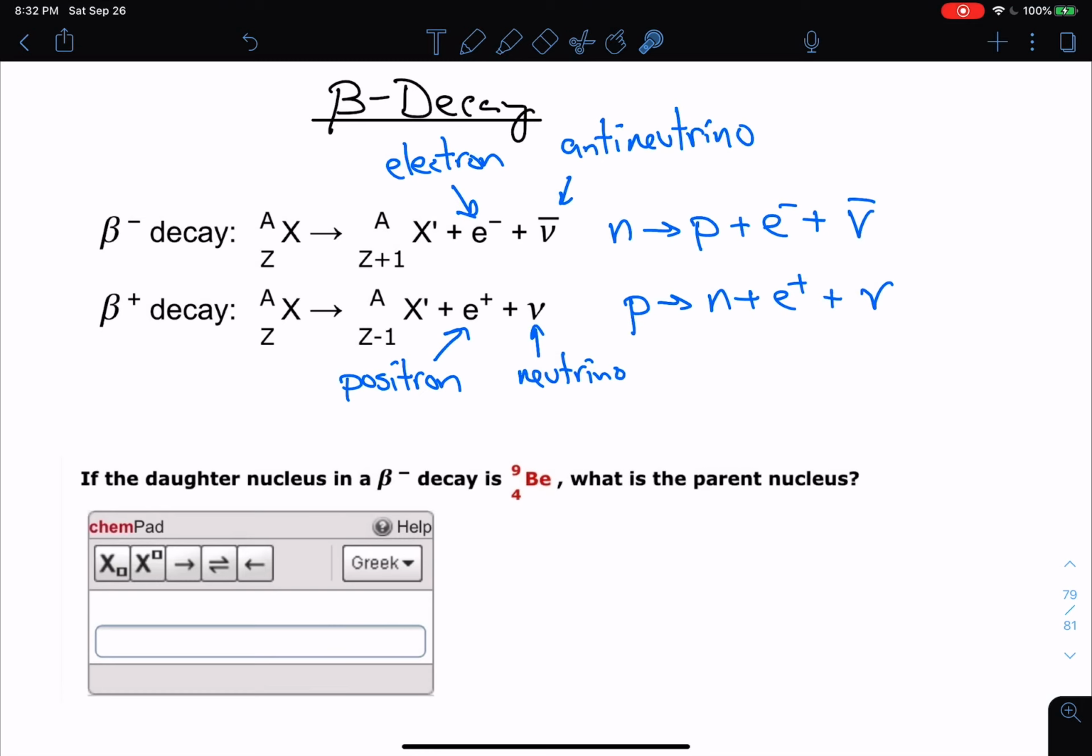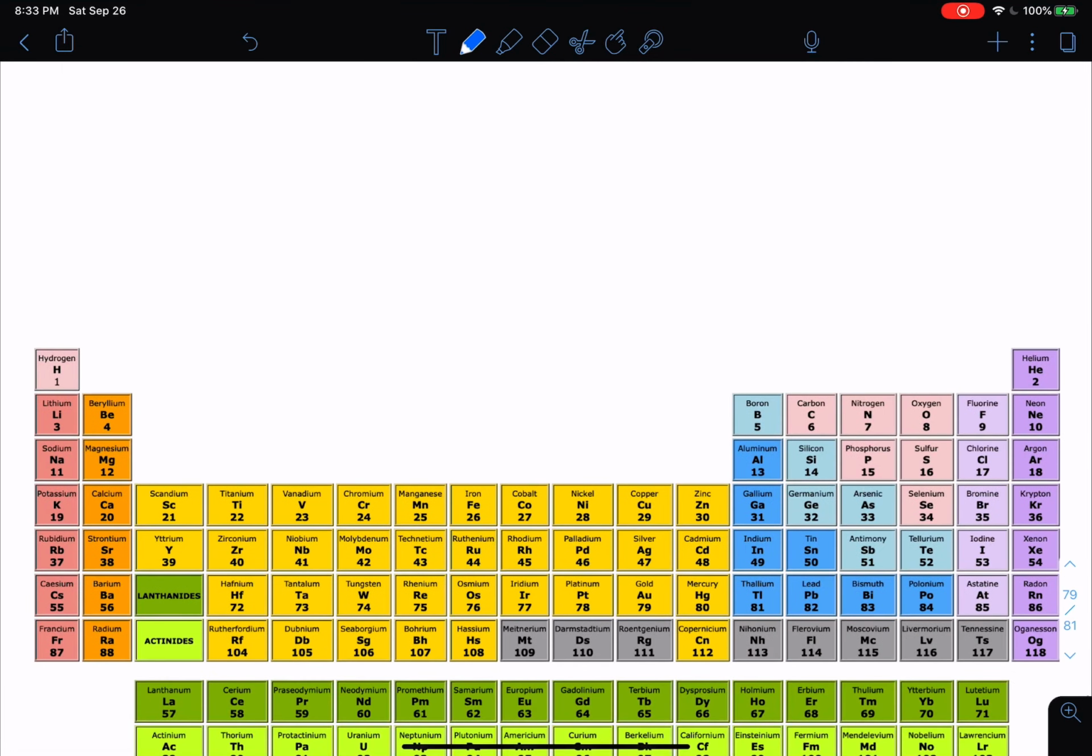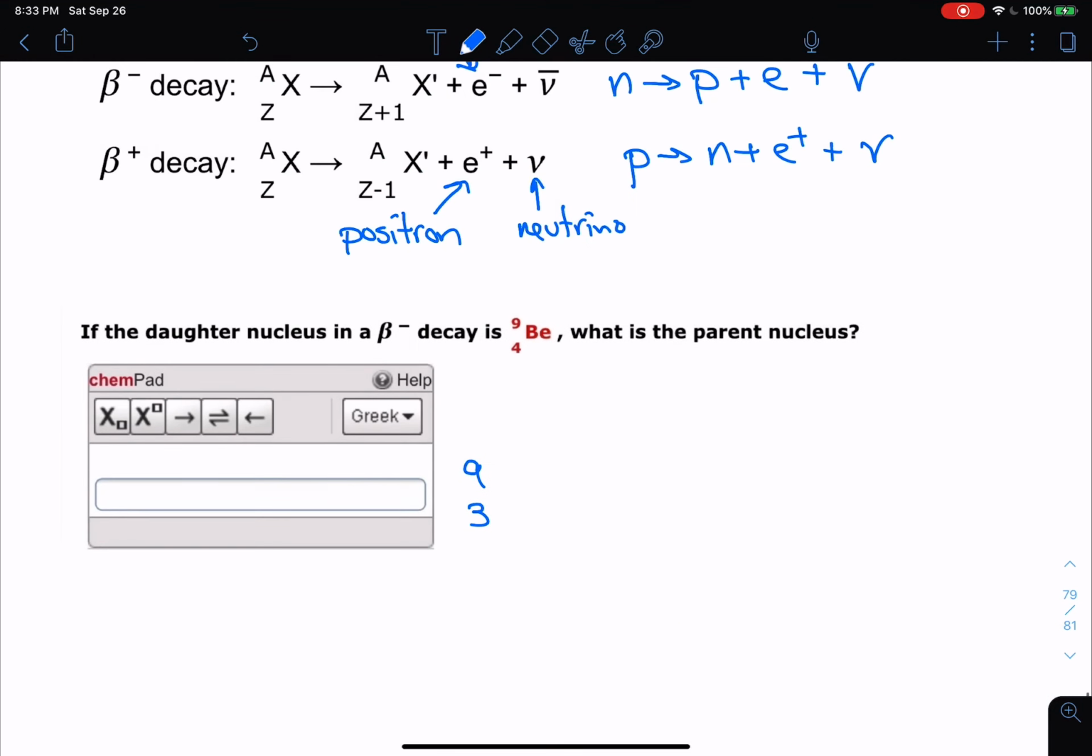Okay, so we can just see right here that the daughter has 1 more proton than the parent. So consequently, the number of nucleons stays the same. So this is still going to be 9, but the number of protons is going to be 3. If you're not sure what that is, you go down, look at the periodic table. You can see that 3 is lithium. So you come back up here, Li. There we go. That's the answer. And so then all that's left is to put it into Webassign.